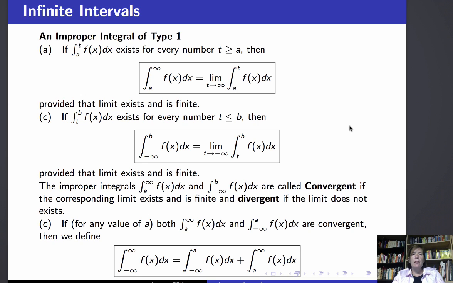Now we're assuming for now that the integral from t to a of f of x exists for every t less than a, and the integral from a to t of f of x exists for every t larger than a. So we're assuming f of x is well behaved and doesn't have any infinite discontinuities in this part.